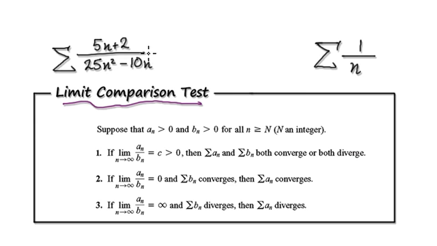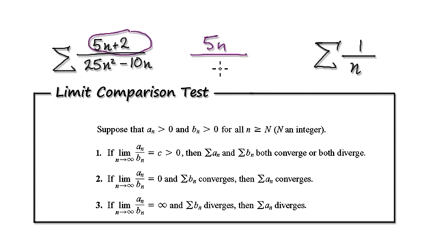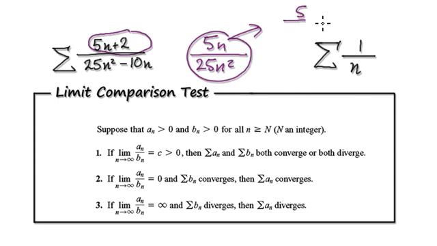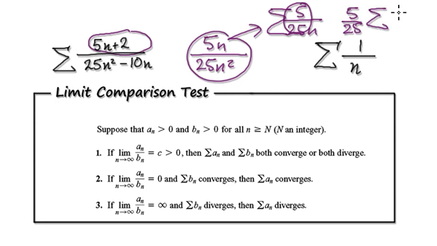So with the limit comparison test, as n tends to infinity, the numerator will act as 5n, and then the denominator will act as 25n squared. Well, if you tidy this up, this will then give you 5 over 25n, and then you can take that constant out, so that will then give you this. So this we know is going to diverge.